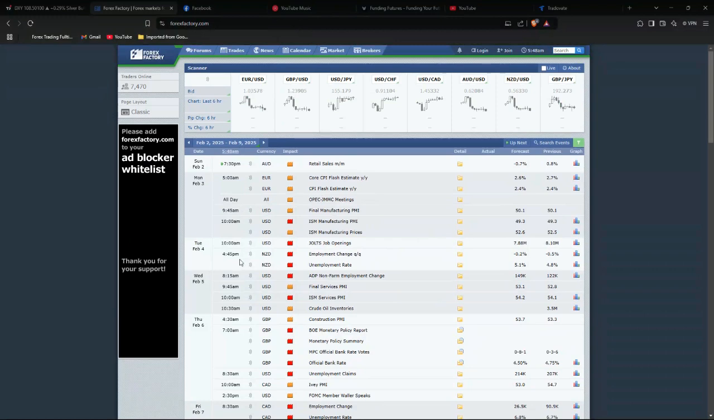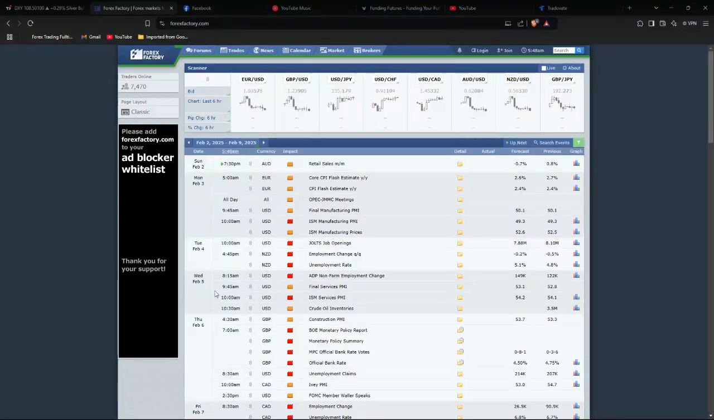And on Tuesday we have the job openings, high impact news for the US dollar. This will be exactly at 10 a.m., at the same time. And we have QE. I'm not interested in this one because I won't be trading QE this time, so skip it.